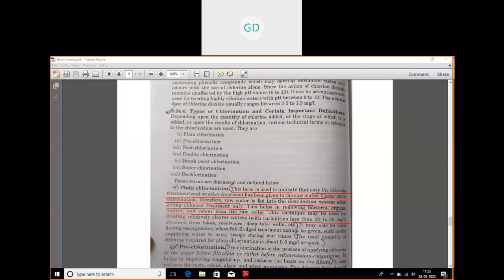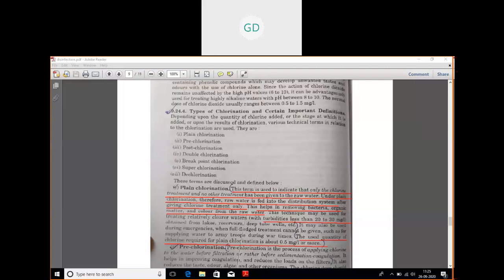Okay, and in the last line you see the quantity of chlorine required for plain chlorination is about 0.5 milligram per liter or more. So what is the dose of chlorine required for plain chlorination? It is 0.5 milligram per liter or more.